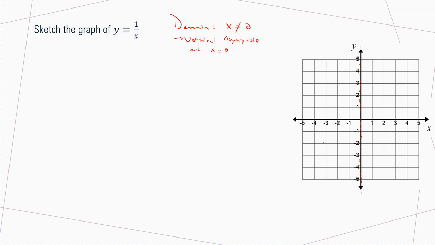So I'm going to actually approach this differently, okay? So what I want to do is I want to look at positive x values. So like what happens as your x value gets closer and closer to this vertical asymptote, okay?